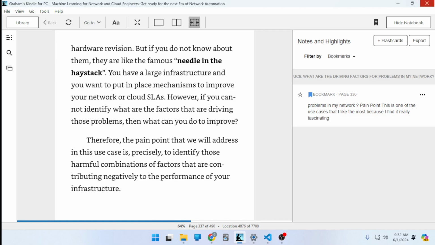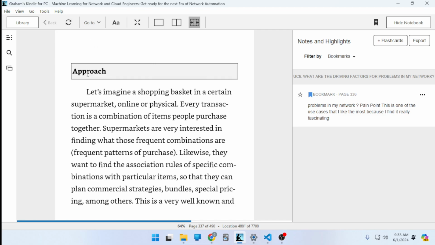You have a large infrastructure and you want to put in place mechanisms to improve your network or cloud SLAs. However, you cannot identify what are the factors that are driving these problems. Then what can you do to improve? Therefore, the pain point that we will address in this use case is precisely to identify those harmful combinations of factors that are contributing negatively to the performance of your infrastructure. Approach.